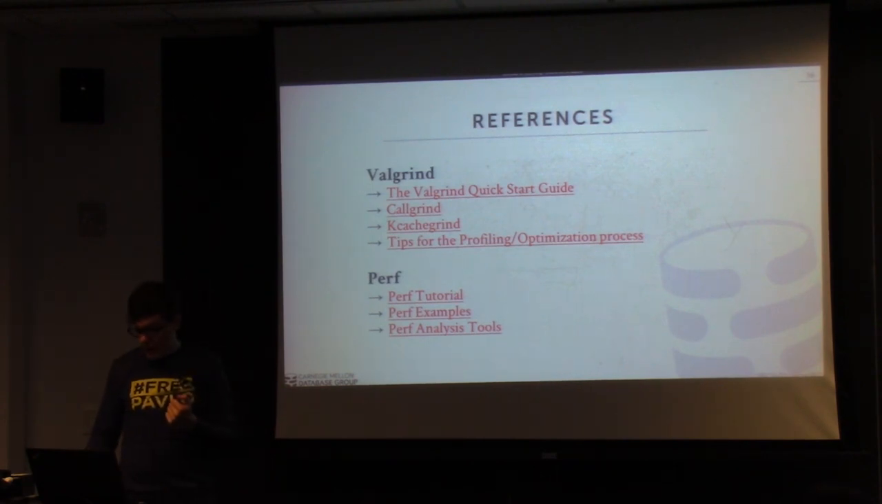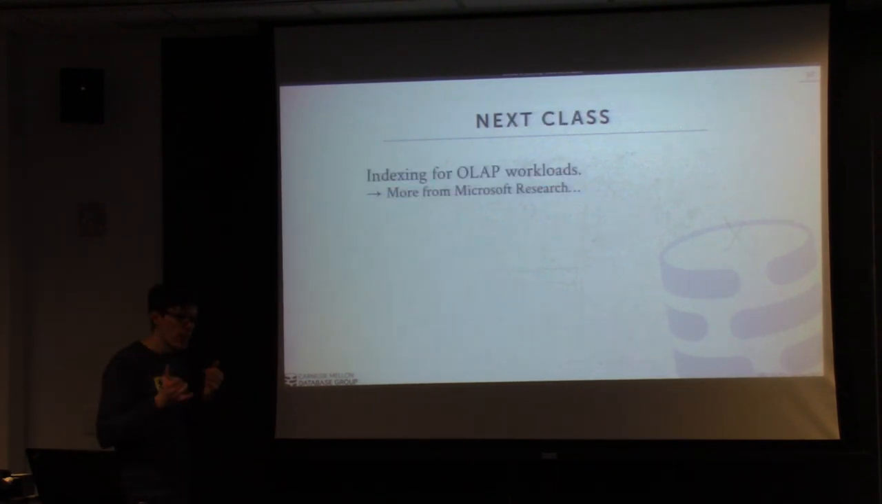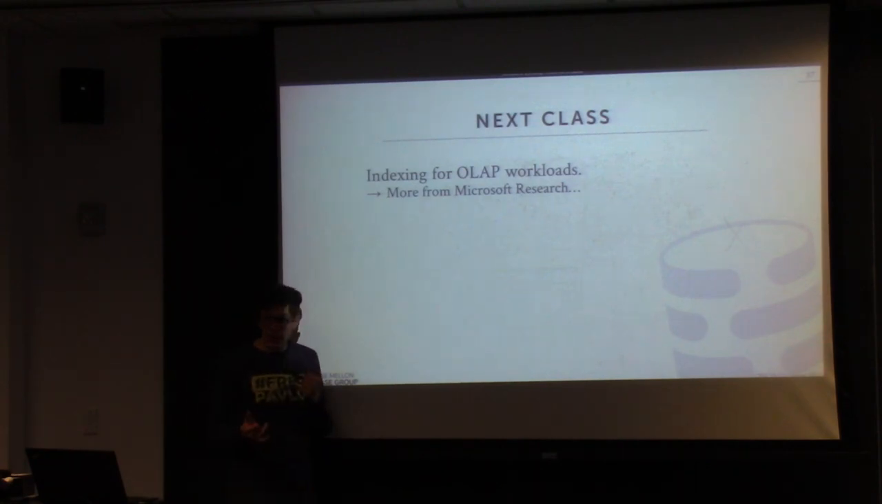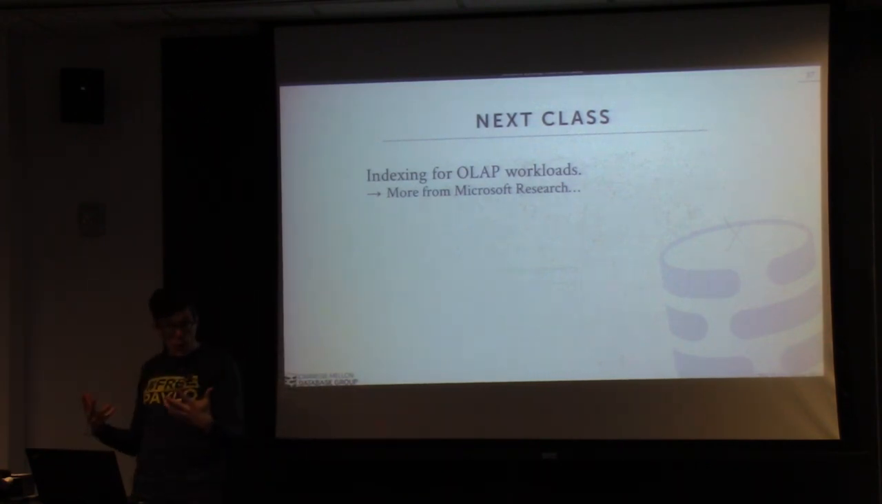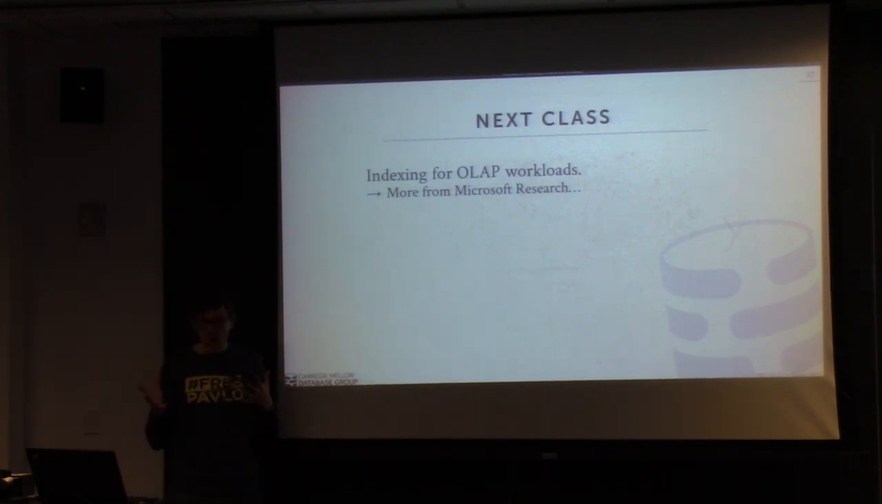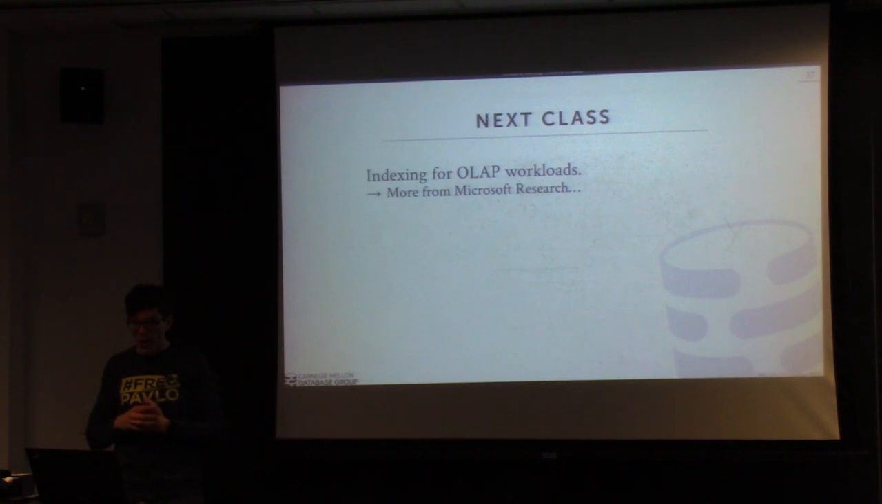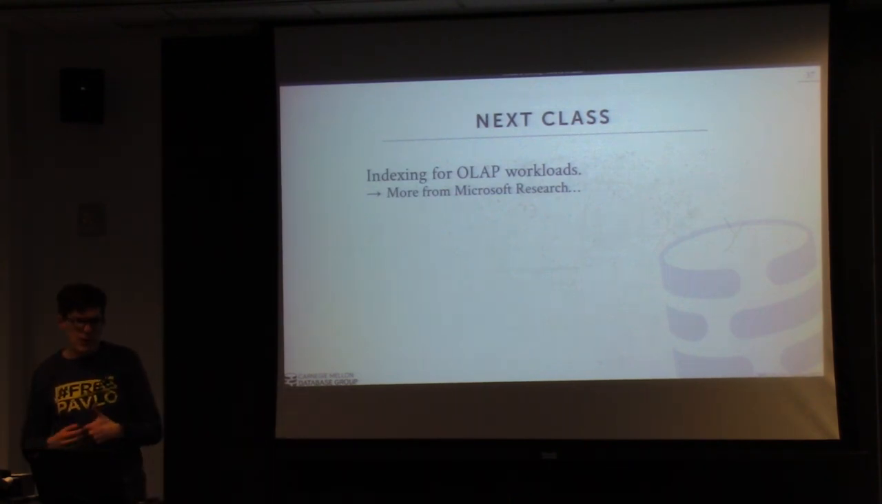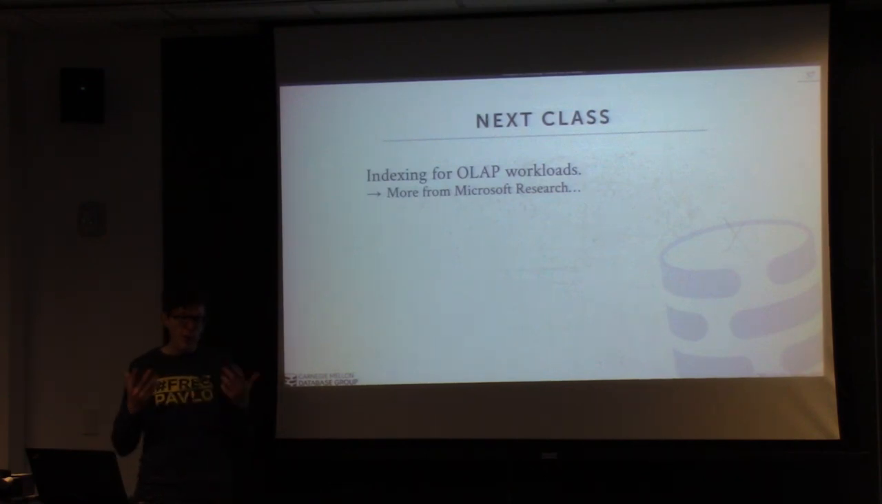Okay. Next class will be the last lecture on indexing. We're going to look at another paper from Microsoft Research. And again, I think Microsoft Research is probably the best database research group outside of academia. They do a lot of great stuff. We're going to look at a paper on how you actually build indexes for OLAP database systems. This will be looking at the special engine for SQL Server called Apollo, in the same way that Hekaton was the OLTP engine.